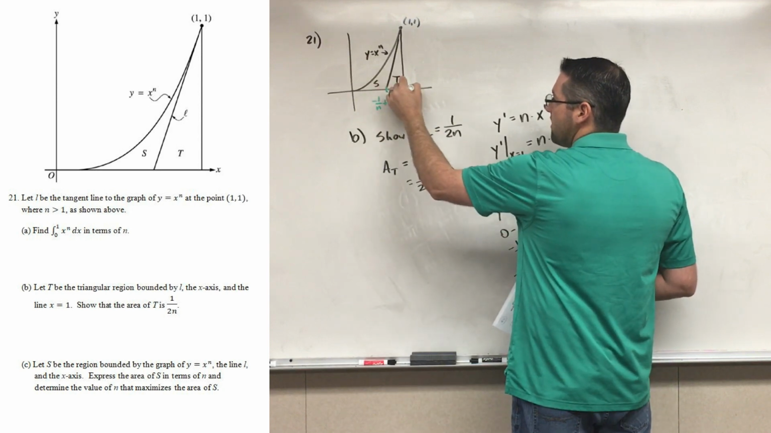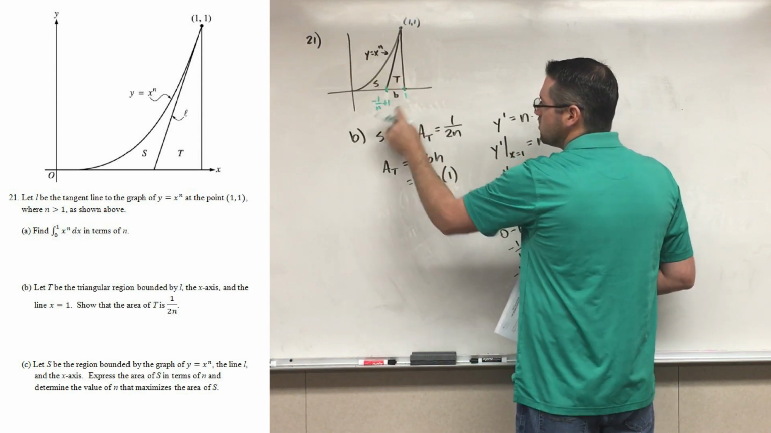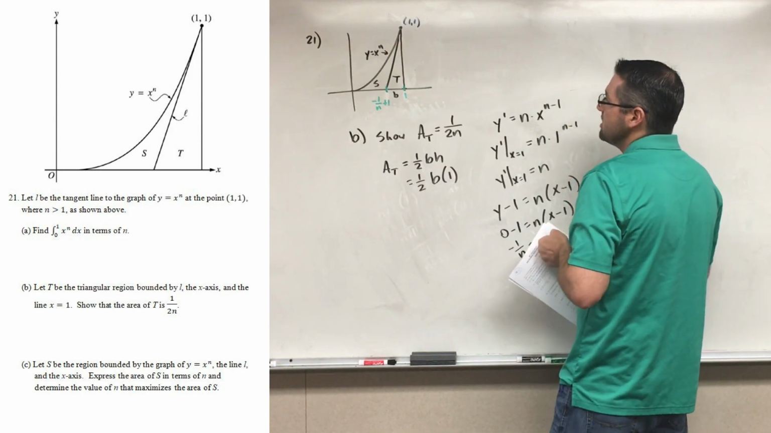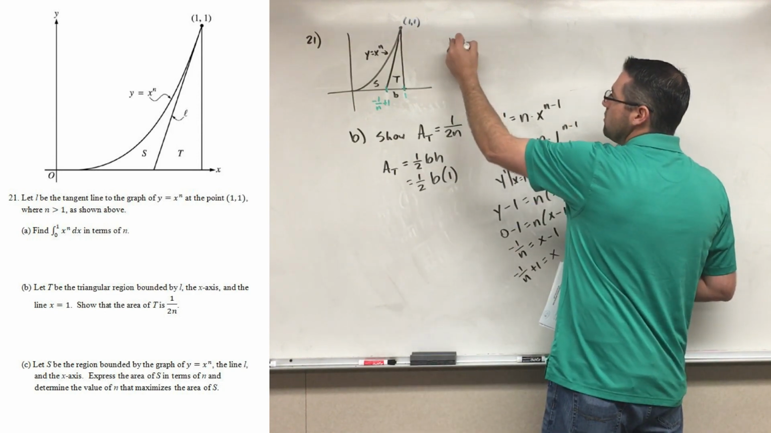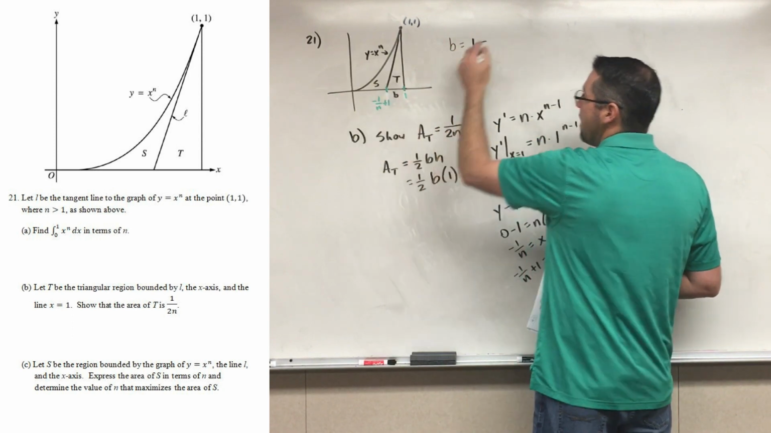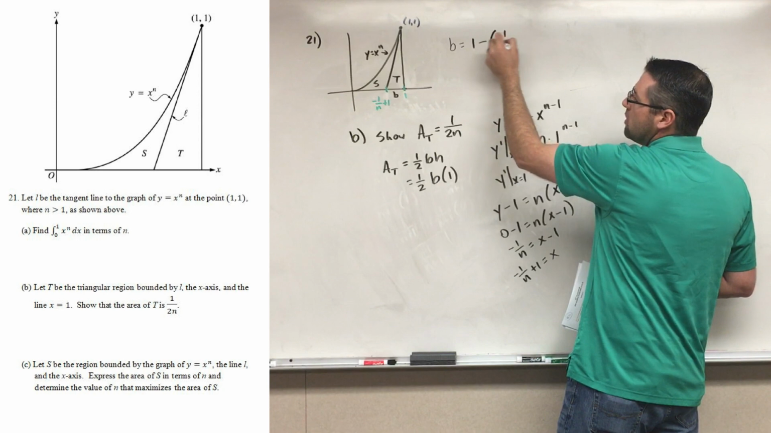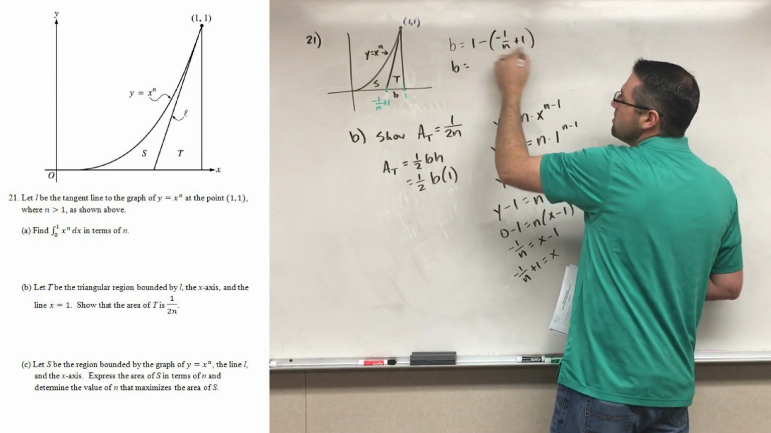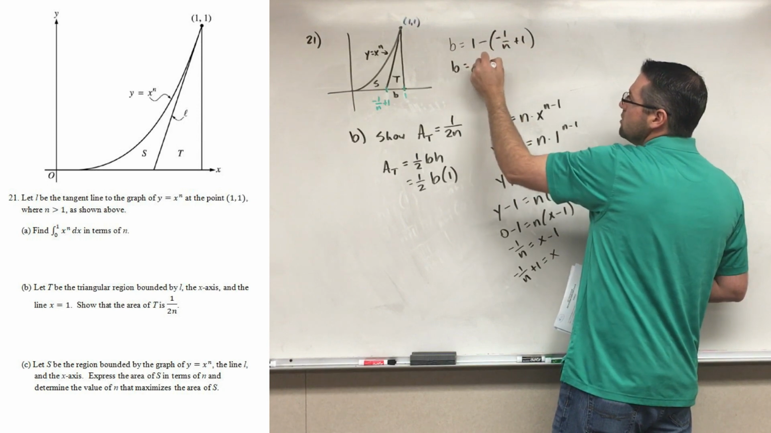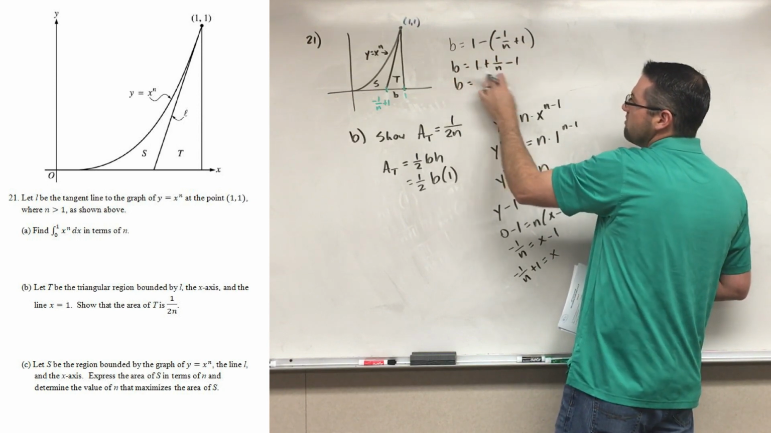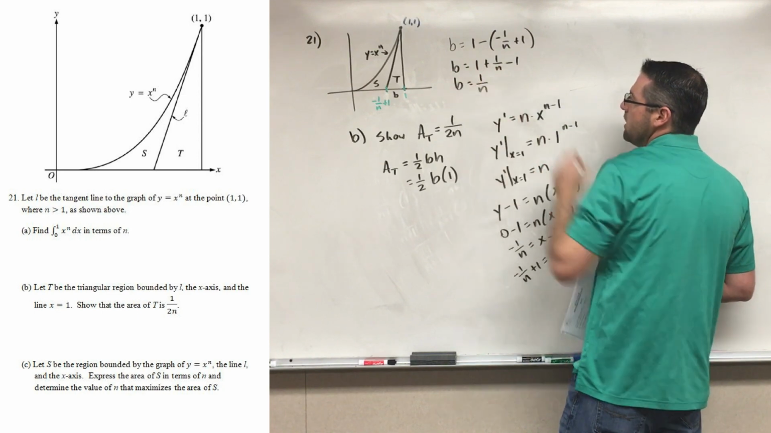So in order to find the length of b, I need to subtract those values. So I'm going to write that. We're going to say that b is equal to 1 minus all of that. 1 minus negative 1 over n plus 1. And then we can simplify that by distributing the negative. So you get 1 plus 1 over n minus 1. And then we simplify that by saying b is 1 over n.